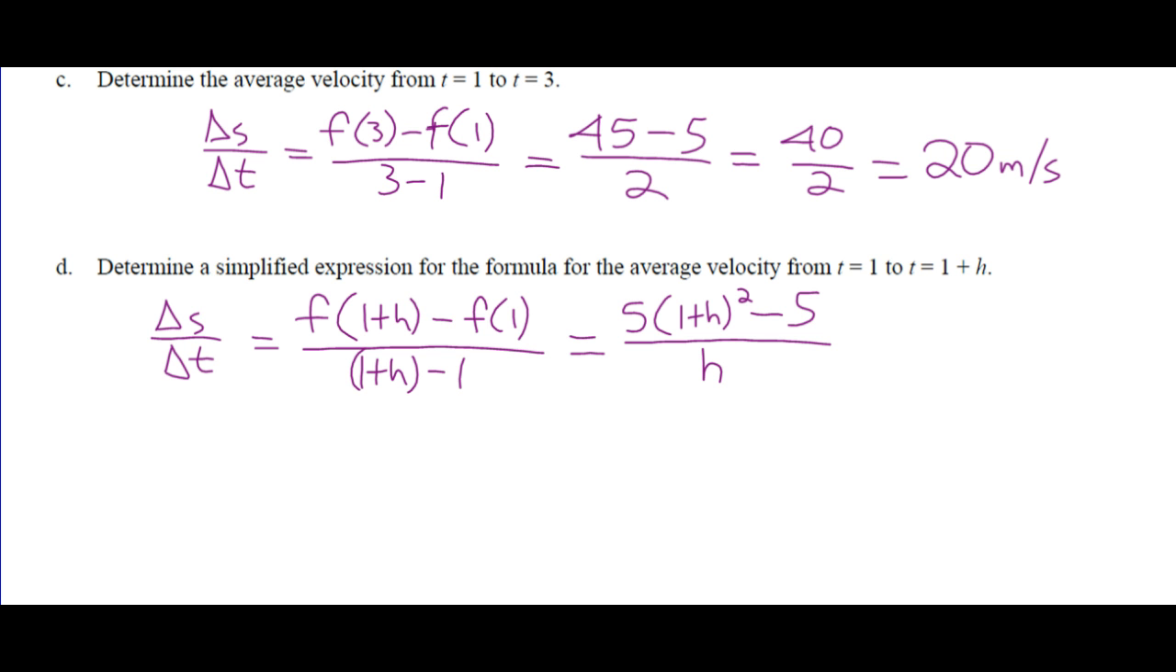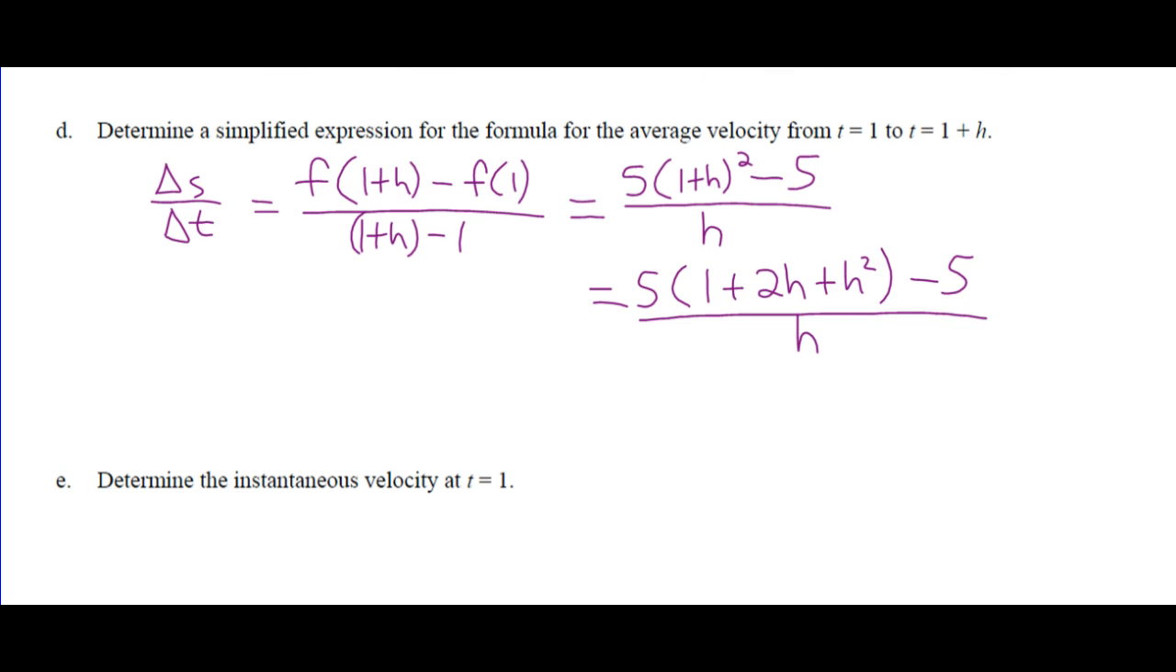Okay, so what's that equal to? Well, it's 5 times, I guess we got to start heading down the page here. So what do we got? 1 plus 2h plus h squared, minus 5, over h. So what do we got? We got a 5, plus 10h plus 5h squared, minus 5, over h.